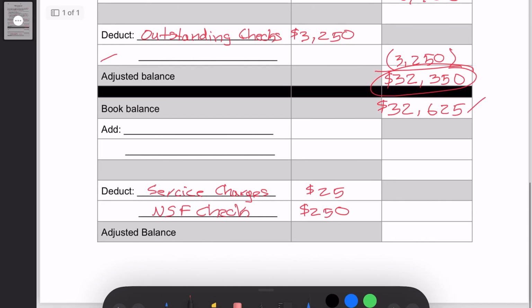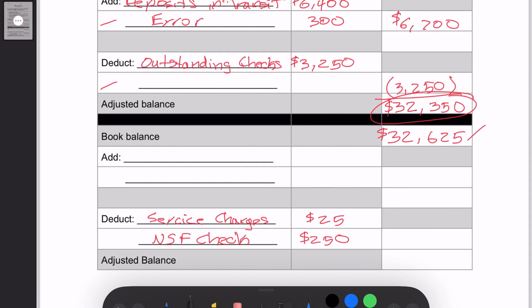Now time to switch gears and do the same sort of calculation for the book portion of the bank rec. We started with a book balance of $32,625 that we have to reconcile. We have no additions, so this will be just blank. We have multiple deductions, so let's go ahead and add up our deductions. We had $25 in service charges, and then an NSF check that was sent back in the amount of $250. We add that together, and we get a total of 275 total deductions.